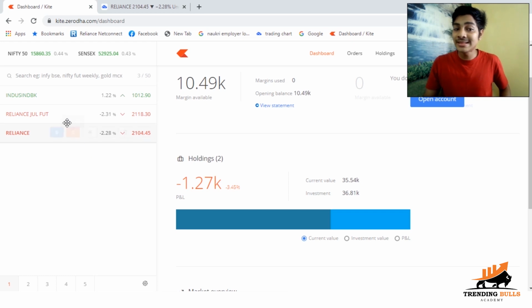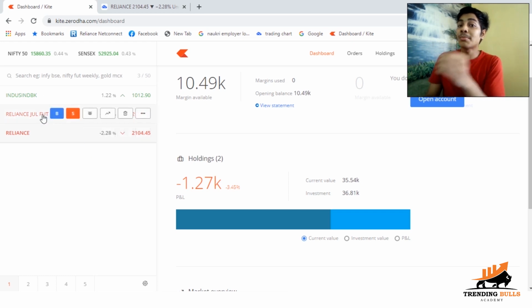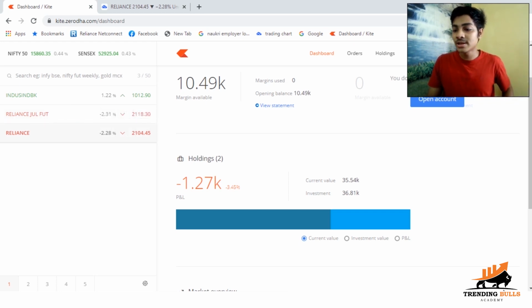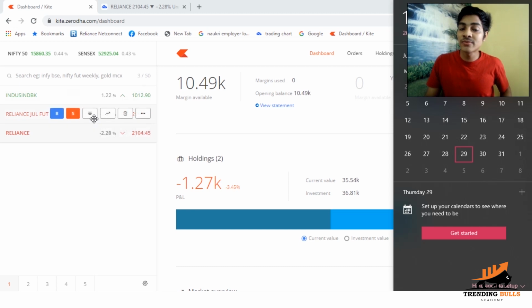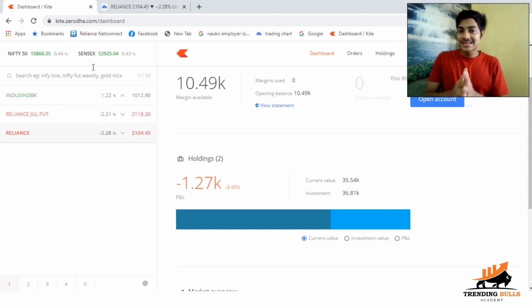Now this is a monthly contract, so it expires on the last Thursday of the month. So, this is the July future, right? If I show you in the calendar, July, on the 29th, this future lot will expire. Okay, so that's about futures.